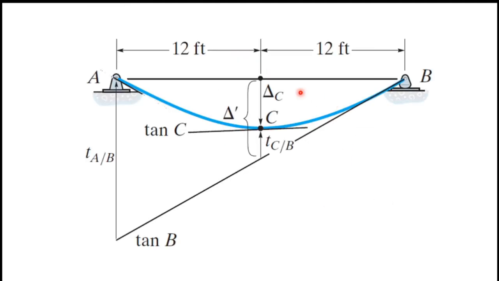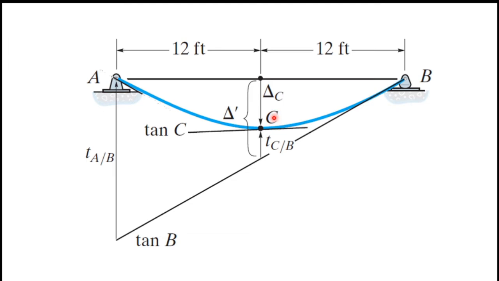Next I will explain this diagram. This is the deflected shape of the beam. You can see there is a blue line, right? So it's a sagging shape. This is the deflected shape of the AB beam, and you can see this is point A, it's a pin support, and this is point B, it's a rocker support, and in the middle of the beam I marked point C.